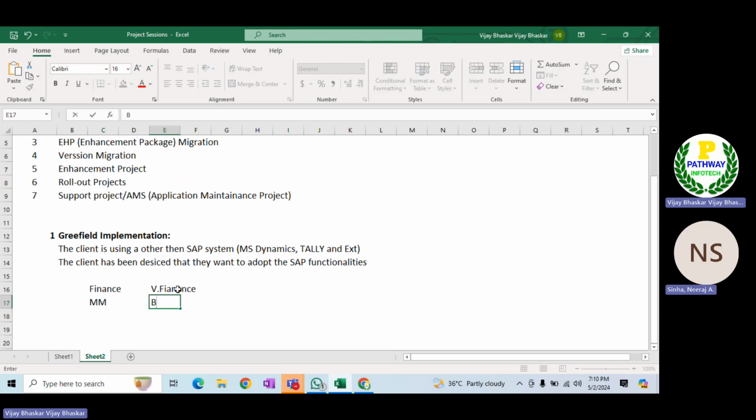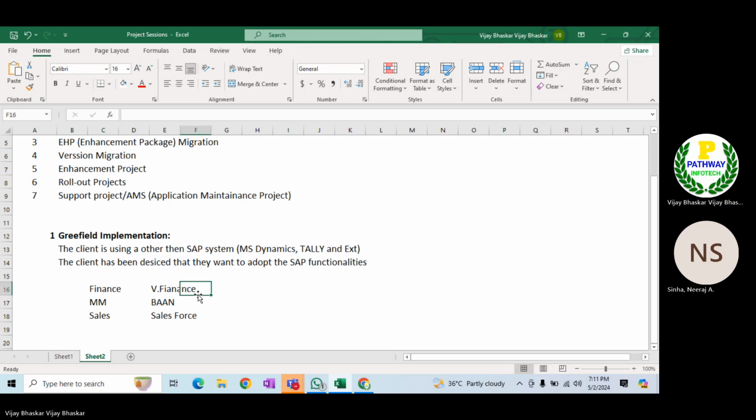Let's say I am using SAP for one department, and for sales I am using Salesforce. So now, if I use different applications for each and every department, the management cannot coordinate. There will not be any proper coordination between the departments.